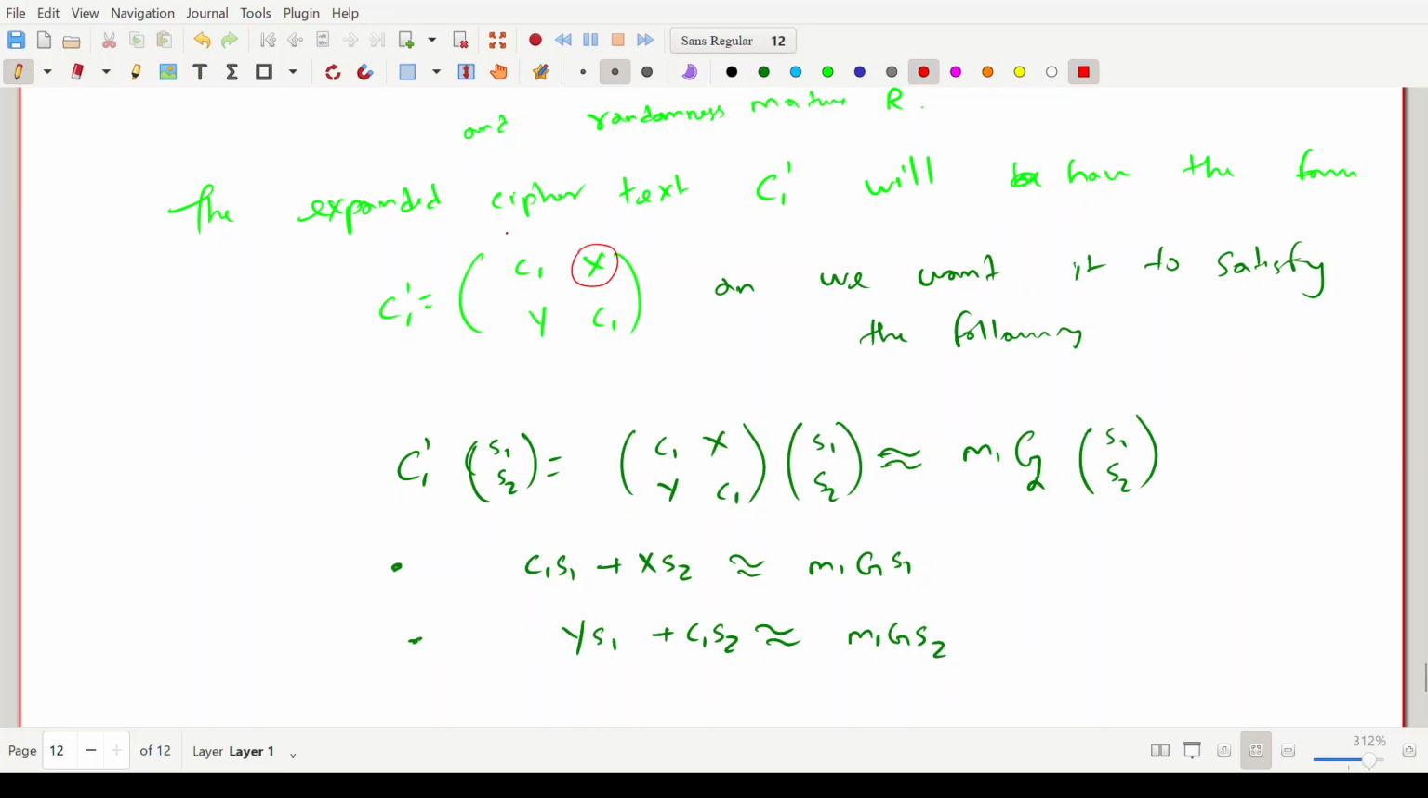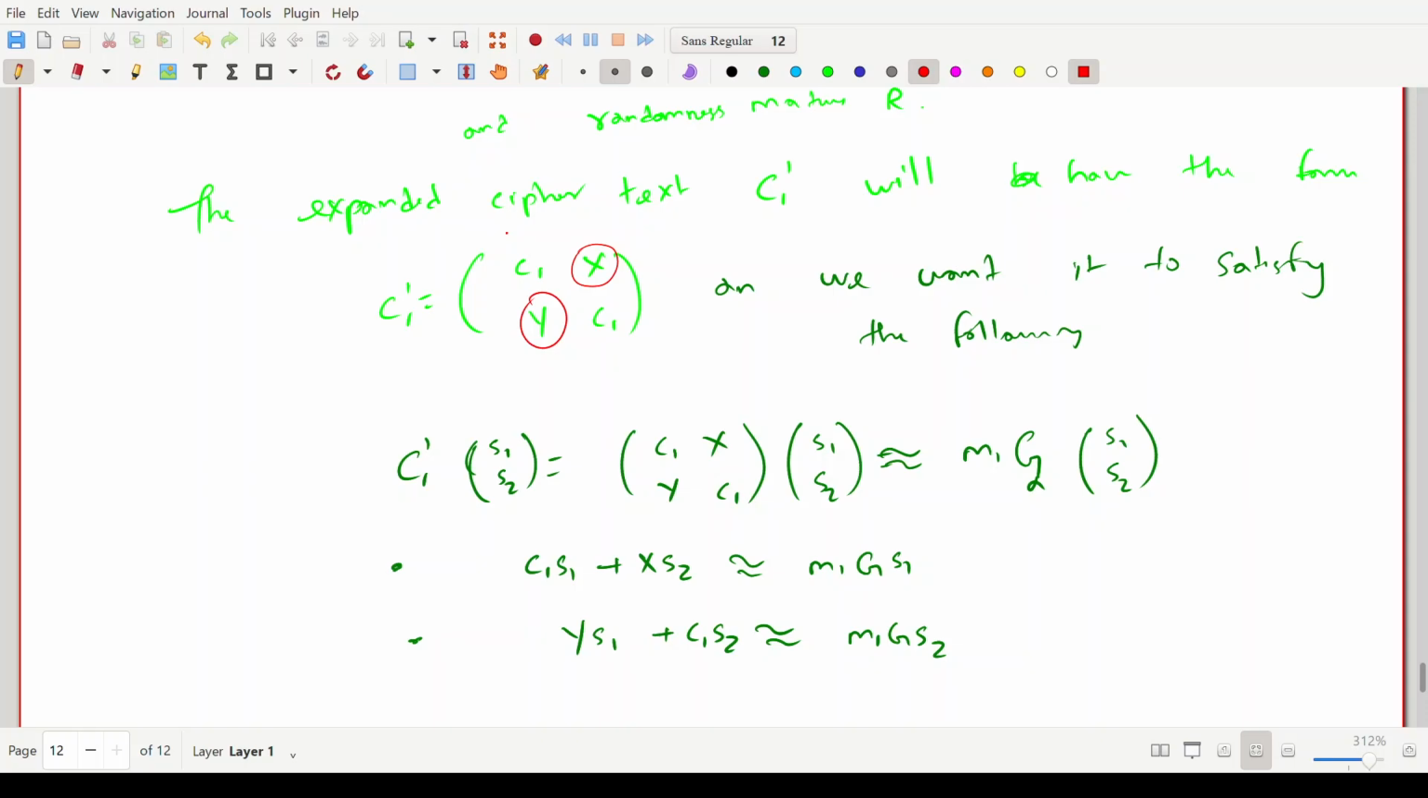You have to find this x and y, and what is the condition it should satisfy? This new ciphertext, if it is multiplied with the combined secret key, joint secret key, the answer should be M into gadget matrix into S1, S2. Now I have to find the matrices, X and Y.